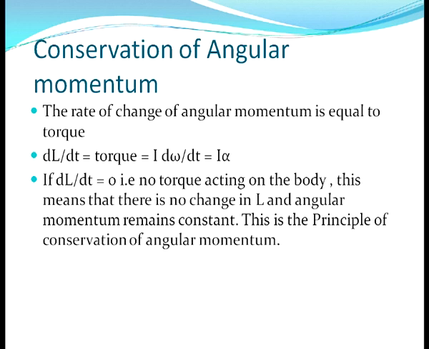Since torque is equal to I omega, therefore we have I d omega by dt, which is again equal to I alpha, where alpha is angular acceleration. What happens if dL by dt is equal to 0? That is, torque is equal to 0, which means that no torque is acting on the body. This means that there is no change in L and angular momentum remains constant. This is called the principle of conservation of angular momentum.